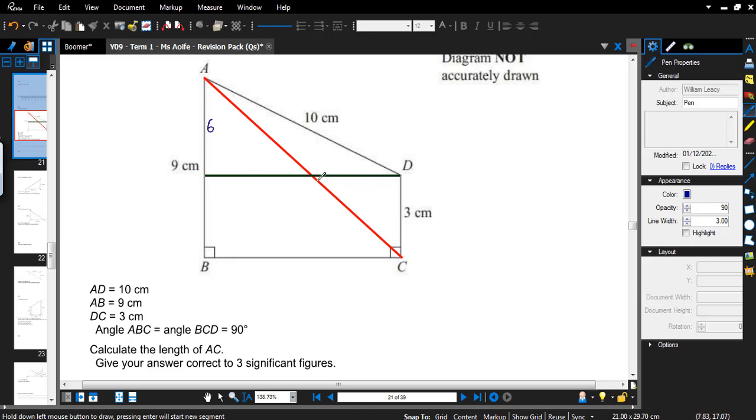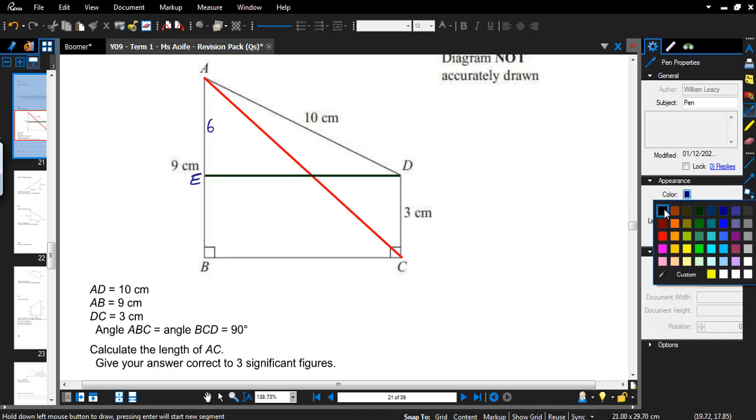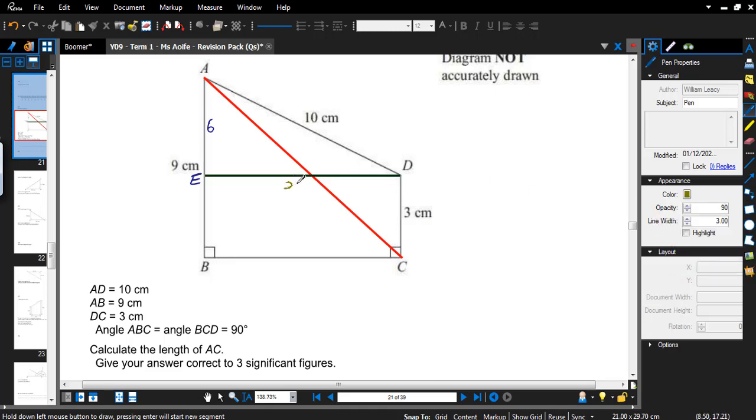Now, do we know the width of this? That's the question. Not yet, but we can, because see this triangle? Let's call this E. AED. It's a right angle triangle, right? And we know that's 6 and that's 10. So we can say this. I'm going to call ED that length X.